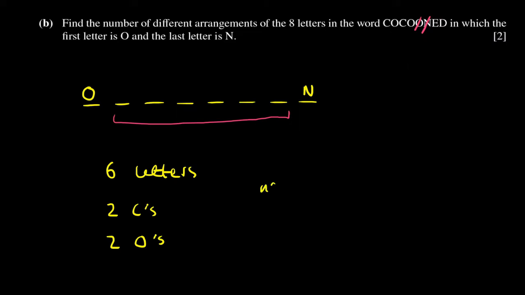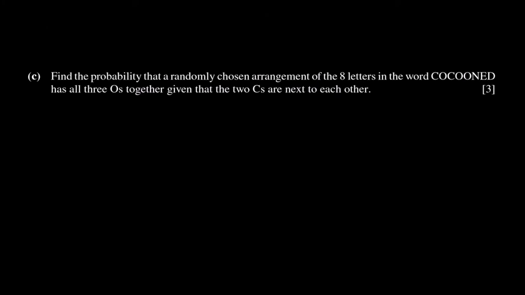So the number of ways in this case is going to be equal to 6 factorial over 2 factorial, 2 factorial. If I do that on my calculator, I get 180. So there are 180 ways. Okay, all right, let's do C.